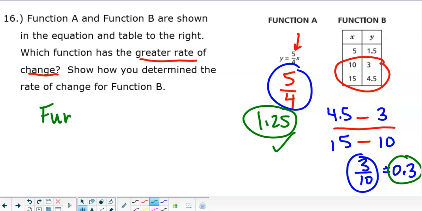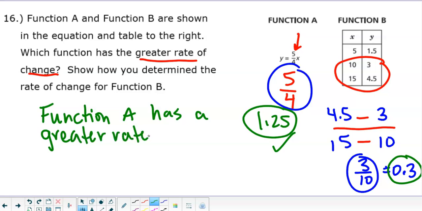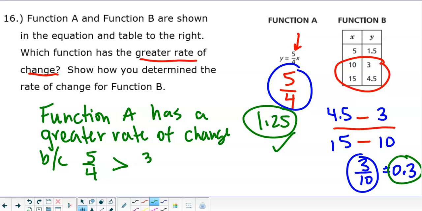So function A has a greater rate of change because 5/4 is greater than 3/10. And that concludes homework number 12.